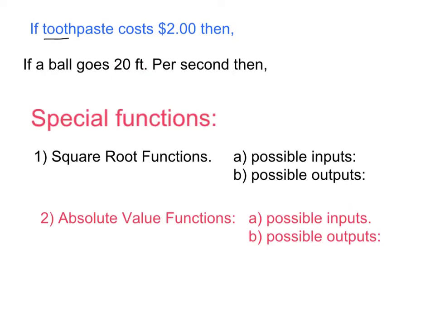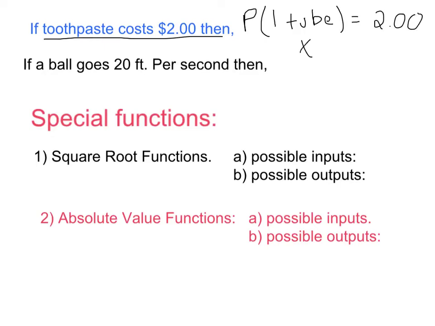Here, for instance, if toothpaste costs $2 per tube, then we would say that the price or the function in terms of the amount of tubes you buy. So the price of one tube would be $2. Does that make sense? Here's your x, your input. Here's your y, or your f of x, or in this case, your p of t, I guess, your price in terms of tubes.